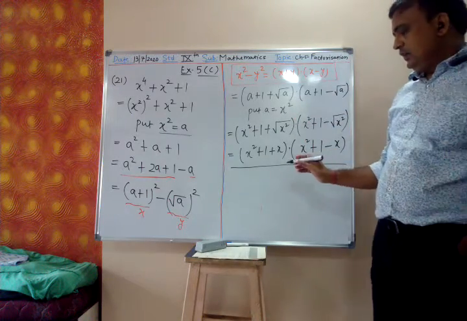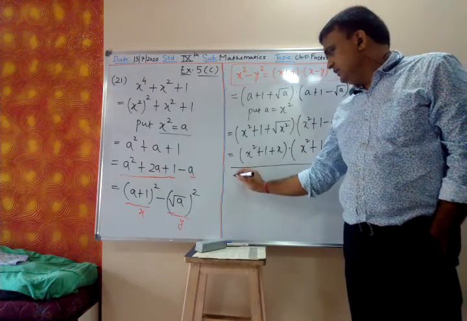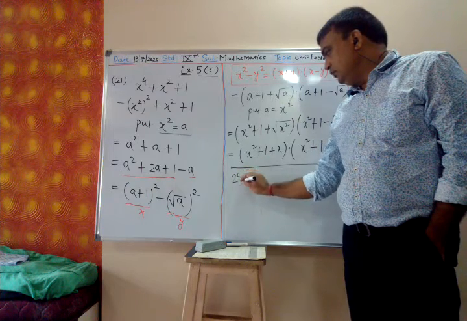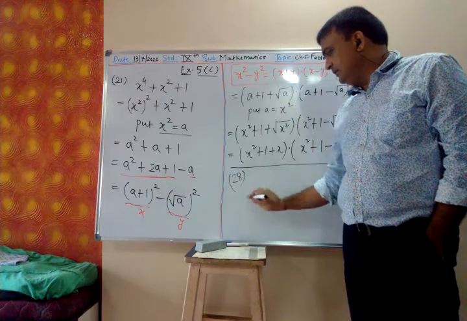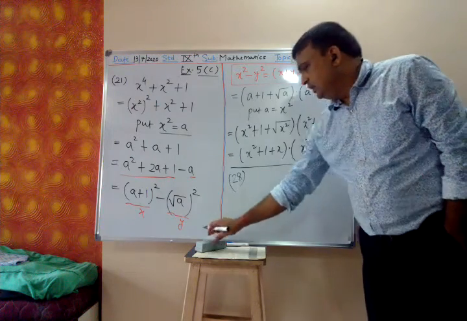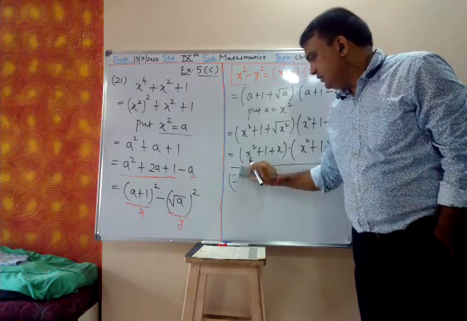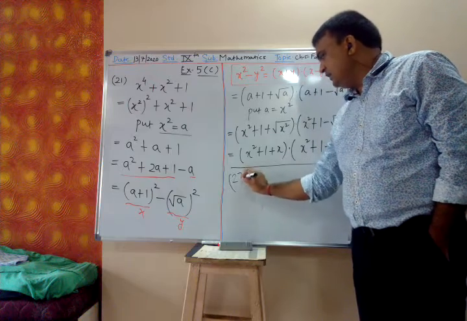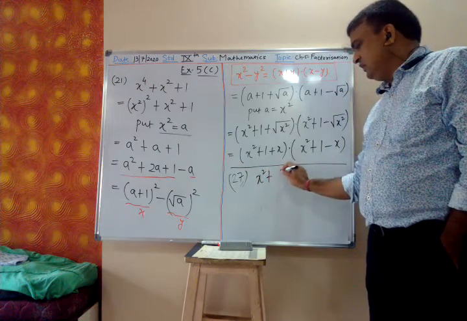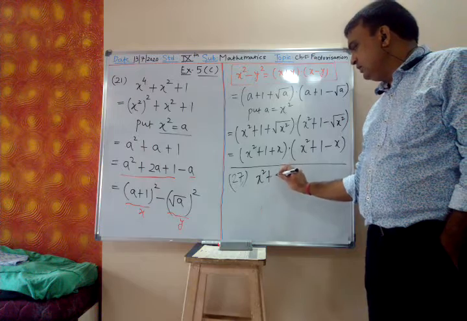Now 27 we have done. Let us do 28. No, 27 I did, no? Okay, chalo. 27 x square. Yes, that is what I am telling you.